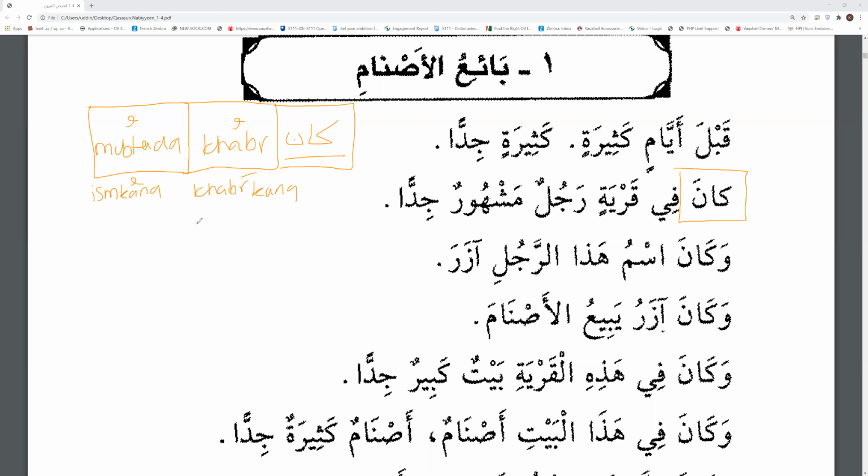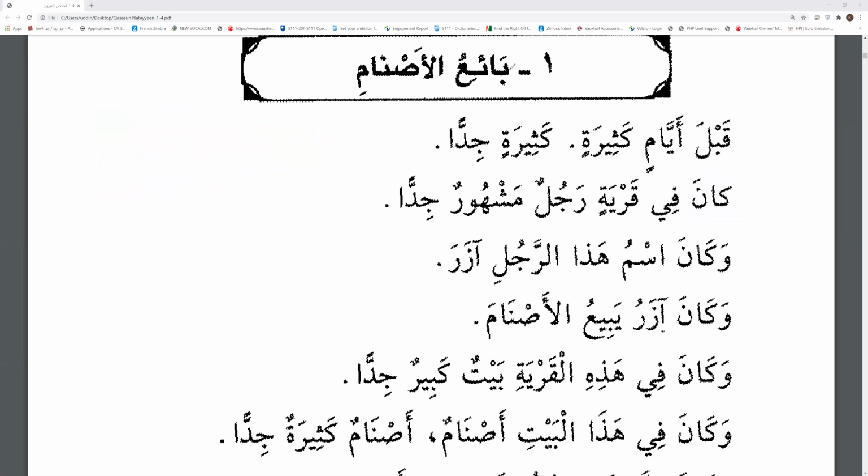This is a new rule. Because the khabar of kana is in the state of nasab, and the ism of kana is in the state of rafa. So a mubtada becomes this, and a khabar becomes this. Is everybody cool with that? Yes. Okay. Is it okay for me to move this off the screen now? That's fine. Yep. Okay, bismillah.